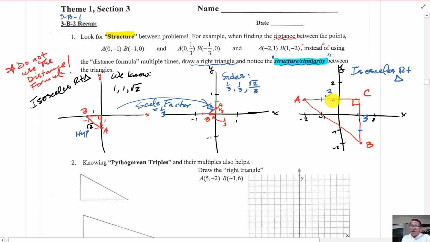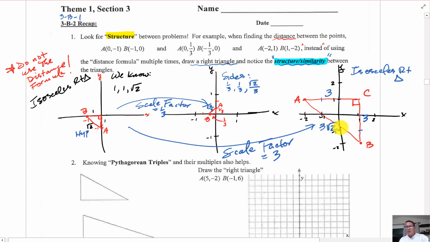So now the scale factor is much different from here to here. All right, the scale factor, guess what it is? Say a number out loud. I mean, how big is 3 compared to 1? Yeah, it's 3. 3 is 3 times as big as 1. So if the sides on this one are 3 times as long, guess what the hypotenuse is? Instead of root 2, guess what it is? Yeah, it's 3 root 2.